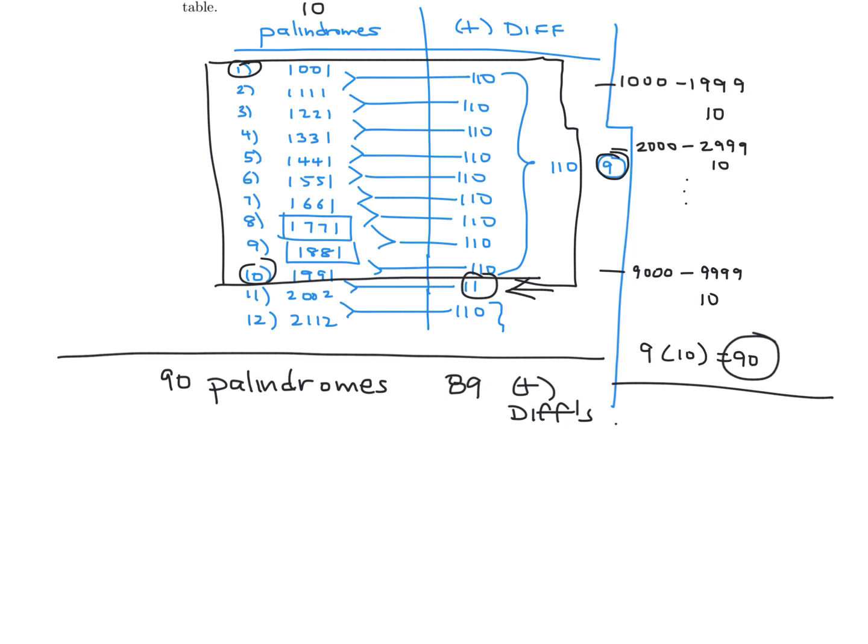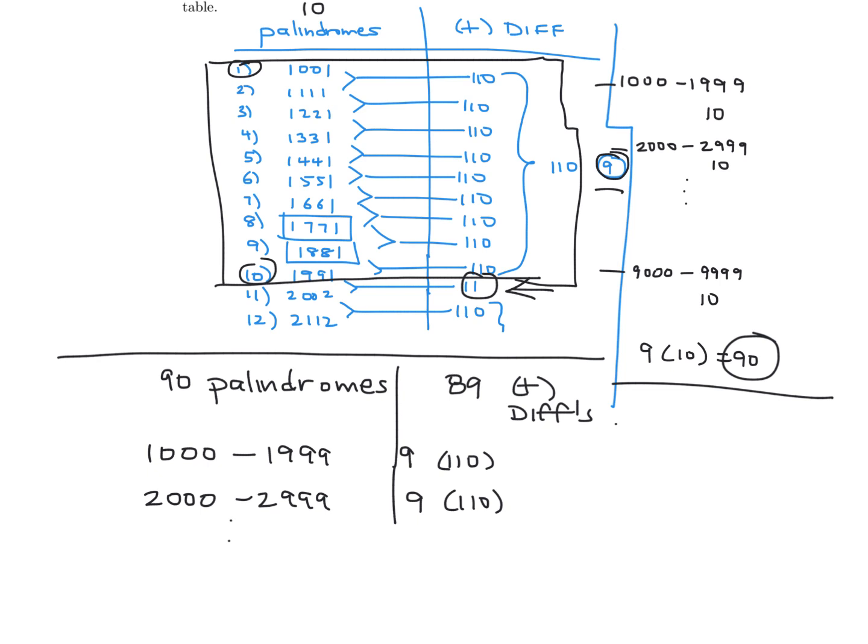Yeah, I'm pretty sure that's the pattern. So if you look at the first 1,000, 1,000 to 1,999, there's 9 of those that are 110 differences. And similarly for 2,000 to 2,999, there'd be 9 positive differences that are 110. If you keep extrapolating, there's going to be 9 of these groups, all the way down to 9,000 to 9,999, and each has 9 110s.